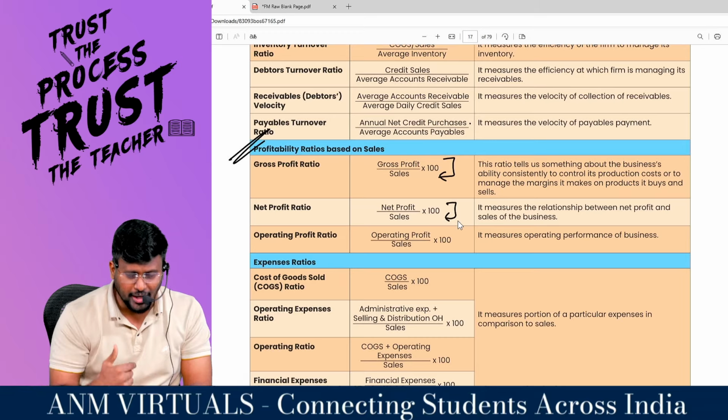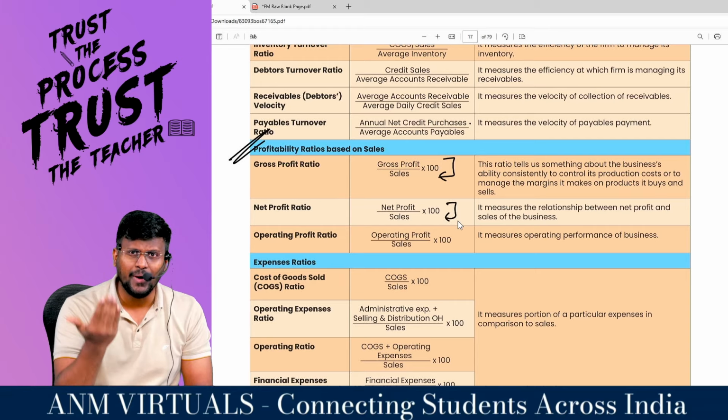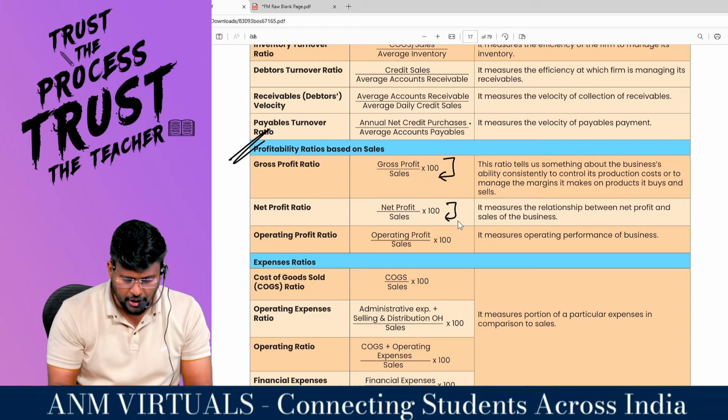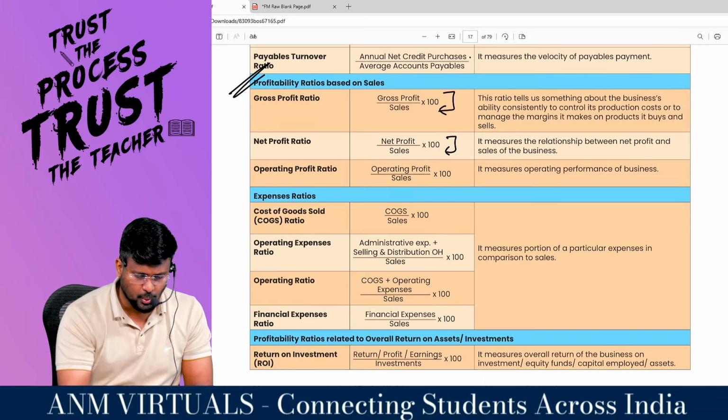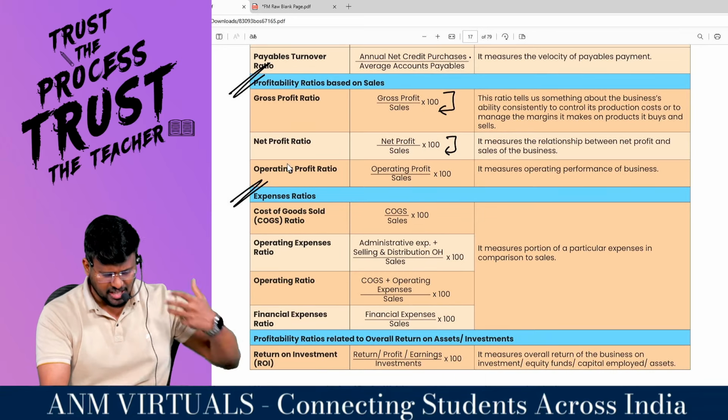Can you quickly join along with me? GP ratio, GP divided by sales into 100. NP ratio, NP divided by sales into 100. Operating profit ratio, operating profit divided by sales into 100. Expense ratio, my dear lovable students. The opposite of profitability ratio is expense ratio.